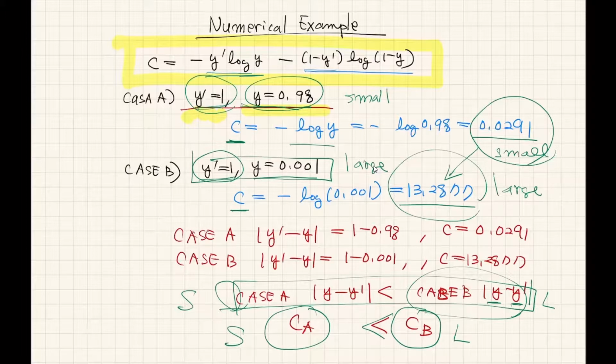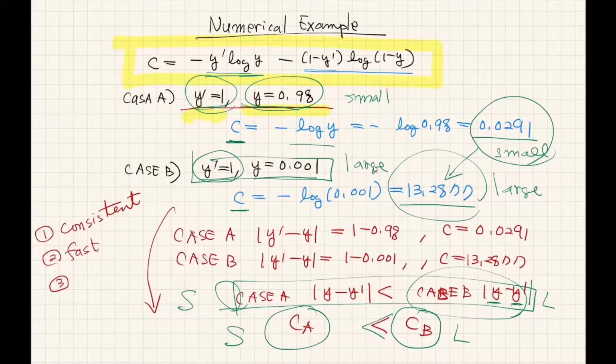So I would like to say that if we are using the cross entropy function, this training process is very consistent. Cross entropy is really proportional to an amplification of the difference between target value and output value. So it is a very consistent property and it is very fast. And I think it is a good cost function.